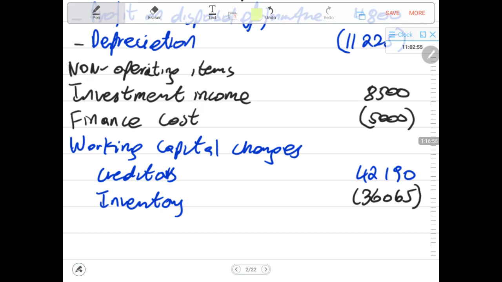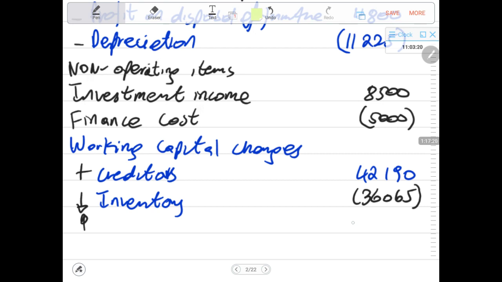Now the question is, remember the inventory now is decreasing. This was increasing. Let me just explain this one. When the inventory is increasing, what happens? Remember, when inventory is increasing, it means we bought more inventory. And when we buy more inventory, whom are we buying the inventory from? We are buying the inventory from the supplier. Then we are paying the supplier in that case.